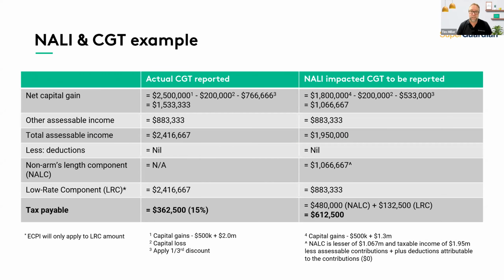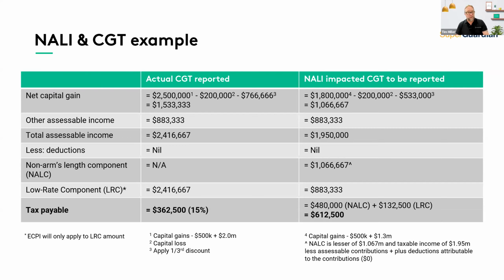So when we look at the calculations, right, if we go down the cost and what was reported by Anya in this situation, she would have the $2.5 million of total gains, which is the 2 million without the market substitution rules plus the 500, less the 200 capital losses, less the discount amount, gets a net capital gain of 1.5 million. Other assessable income 883, total assessable income of 2.4 million. In their calculation, no non-arm's length income, all low rate, tax payable of 362. That's why market substitution rules are important. If we focus on the gnarly bit, right, we've got a gain of $1.8 million.